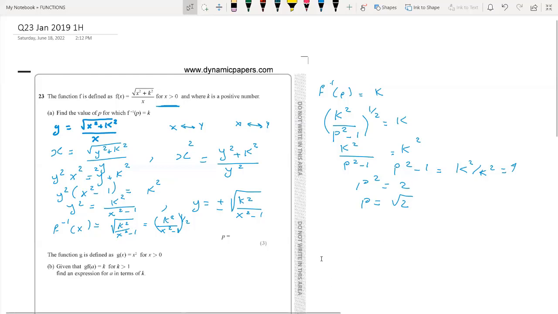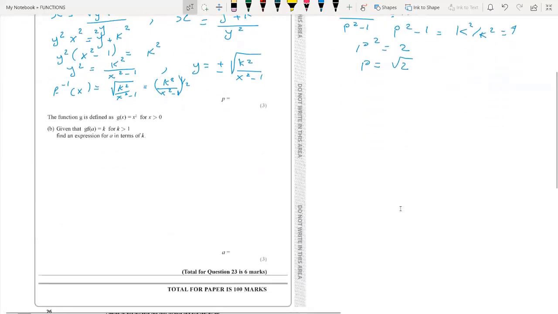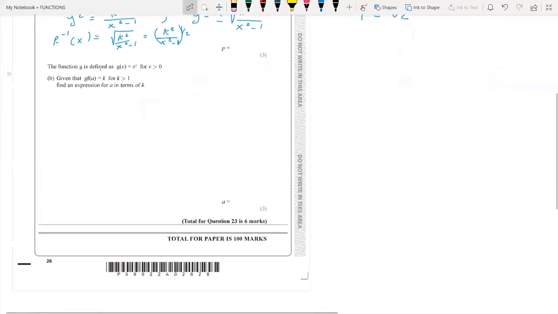So this is the first part. We found that if p is equal to root 2, then f minus 1 of p is going to be equal to k. So we have solved the first part. The second part says that the function g is defined by g of x equal to x squared for x greater than 0. Given that the composite function g f of a equals k for k greater than 1, find an expression for a in terms of k.